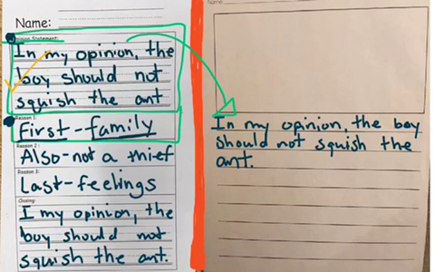So right here, I made myself a note. It says family. So I'm going to write first. This little ant has a family.